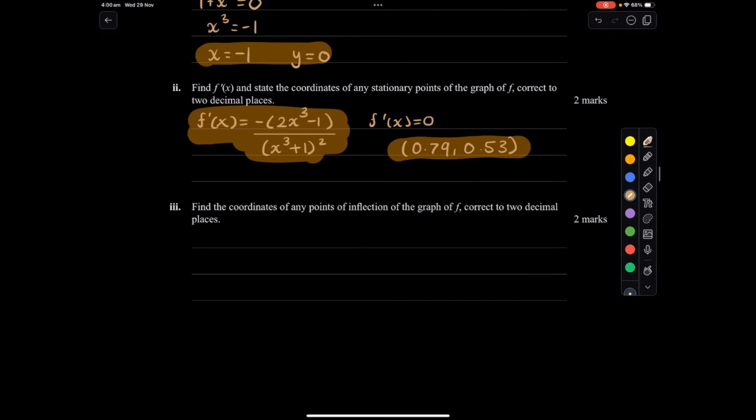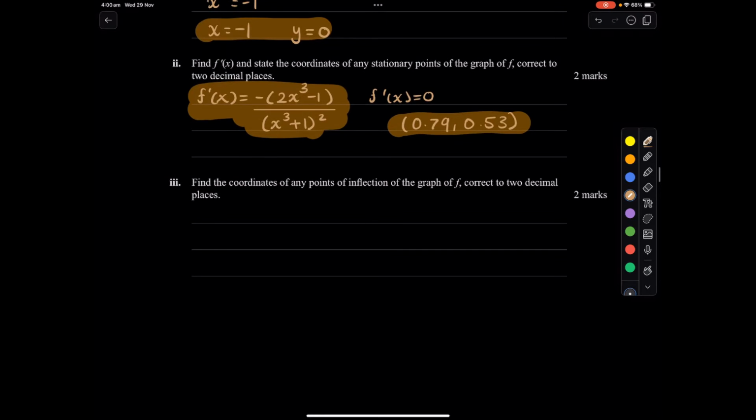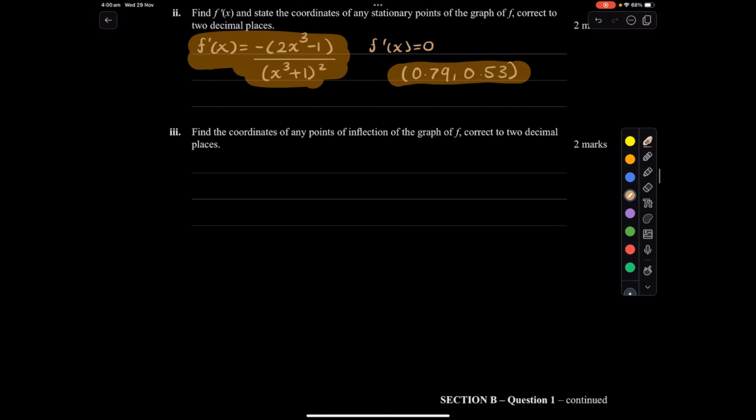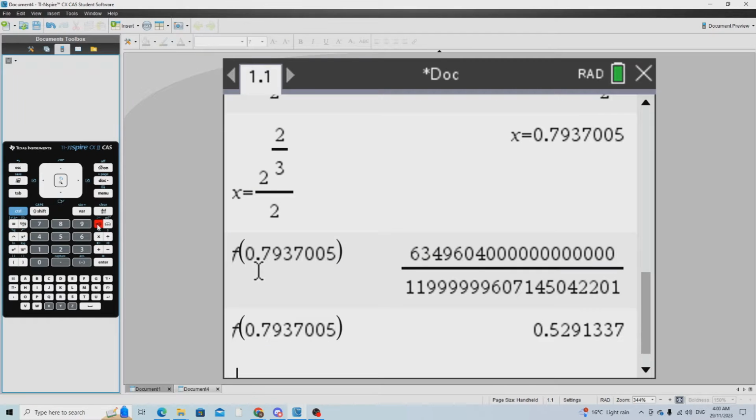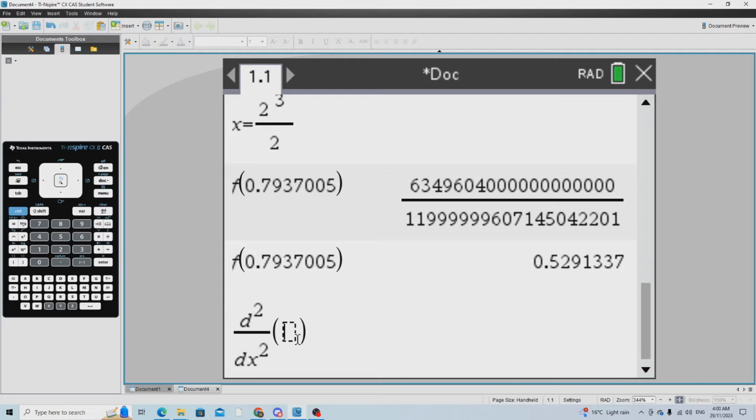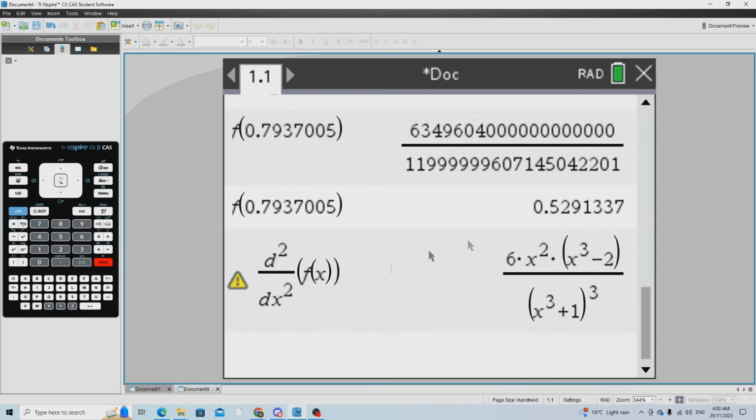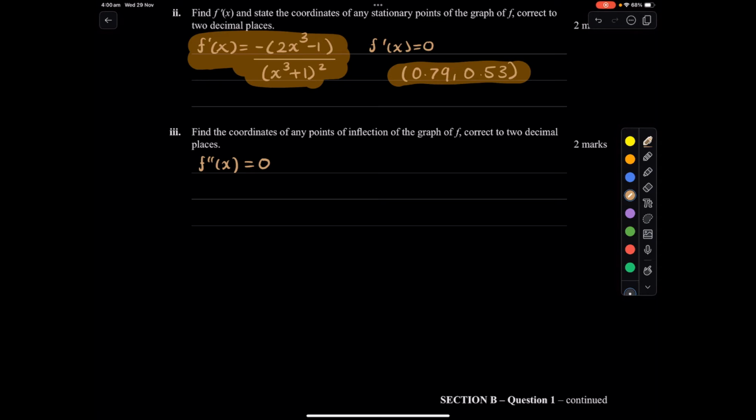Next question. Find the coordinates of any points of inflection of the graph of f correct to 2 decimal places. 2 marks. Okay, so let's do that. To find the points of inflection, it's f double dash equals 0. Let's just go on here and write what's f dash of x, and we get this. So let's write that down.